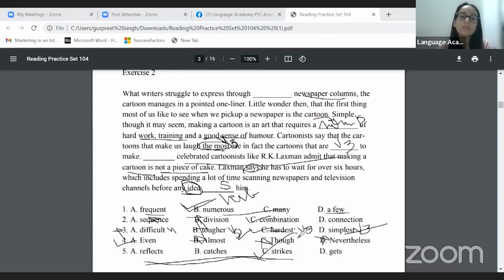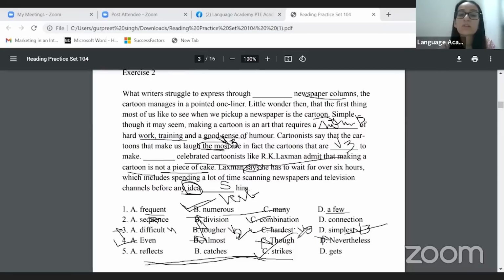So these are the answers. The first one, we are not talking about frequency, which is how many times, and the sentence is nowhere negative, so we cannot go with a few. Many and numerous are synonyms, so you have to go with the better academic word, which is numerous. And there can be a combination of three things, because obviously you require training, you need sense of humor, you need hard work to make any job possible. And these three things are not sequences or divisions or connection. This is a combination, that you need all three things together. That is the meaning of combination.